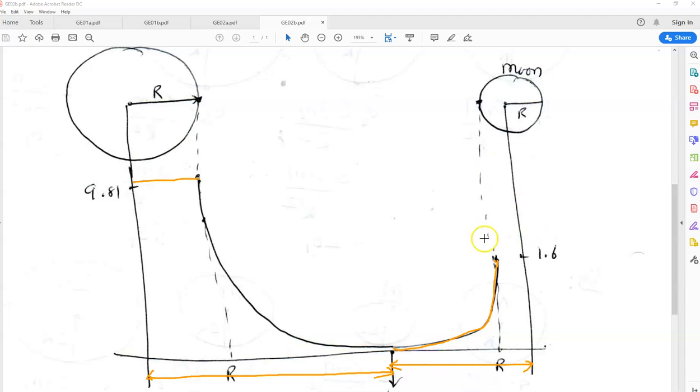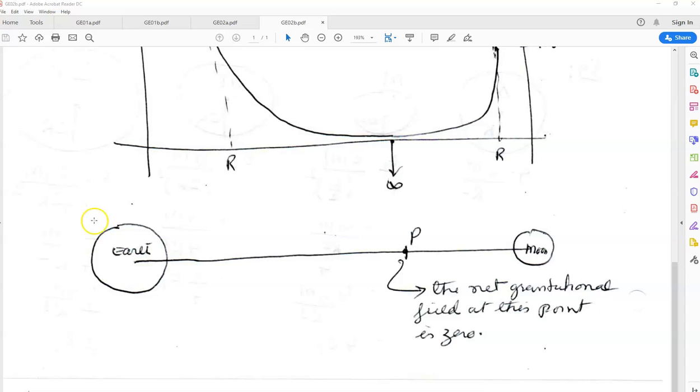because we know that the gravitational field is proportional to the mass and is inversely proportional to the r square. Because the mass of the moon is much lesser than Earth, obviously it will reach the 0 value at a much shorter distance compared to the Earth. So you have to understand this concept. There are a few problems asked in the past papers about this.